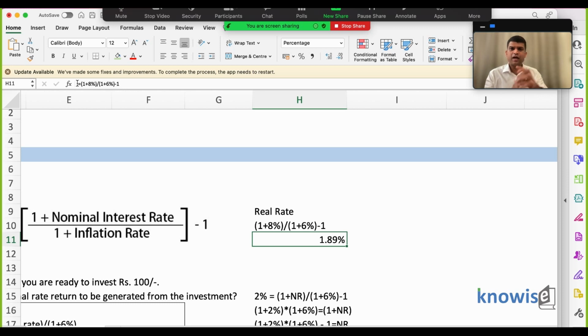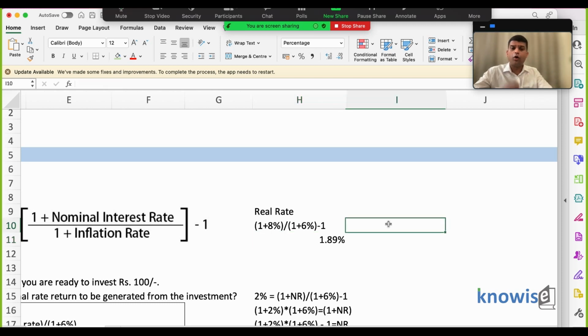And what are some of the mistakes people end up making? One, while applying the formula, not putting the percentage symbol. Some people might just put 1 plus 8 close bracket divided by 1 plus 6 minus 1. You will not get this answer. So don't forget to put the percentage symbol, or you can also write it this way: 1.08 close bracket divided by 1.06, whole answer minus 1. You can write it either way you want, you would still get the answer.